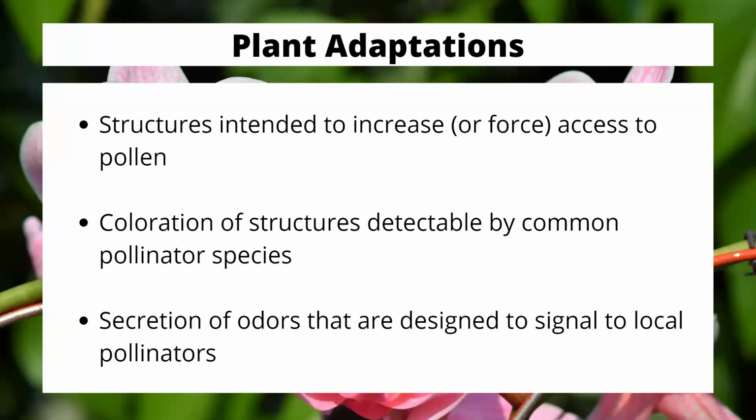And then plants also have figured out how to secrete different odors that are meant to signal pollinators. And we usually refer to those as pheromones. What pheromones are, are chemical signals released by one organism intended to send a message to another organism. Usually that happens between insects or animals that are part of the same group. But in this case, plants have adapted to be able to message their pollinators, the ones they rely on the most.